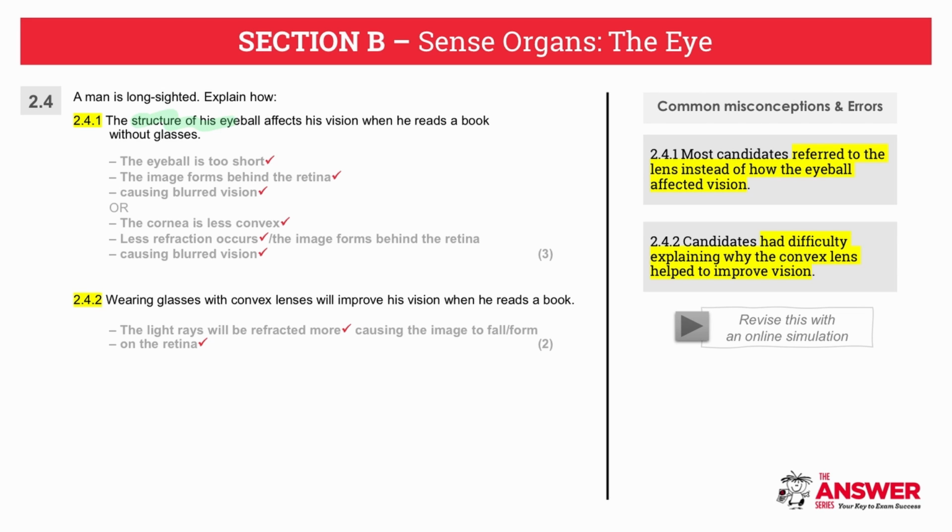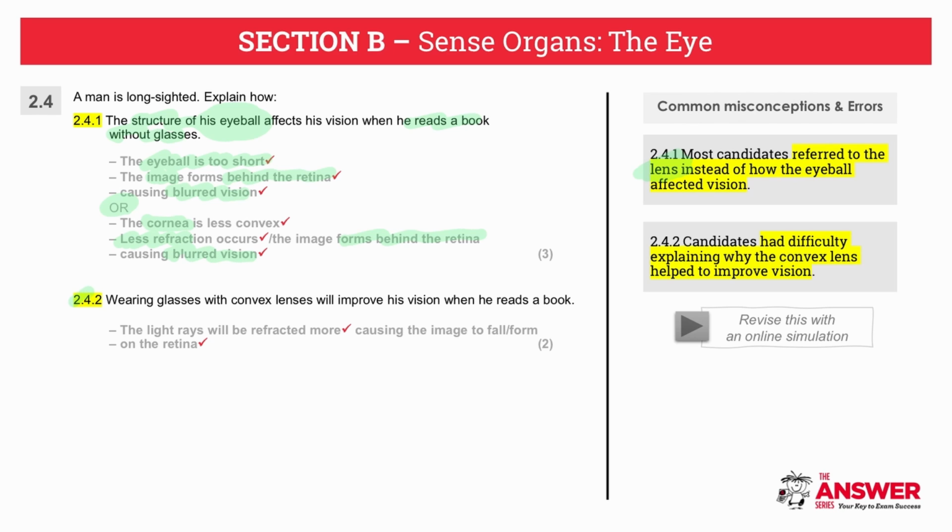So the structure of the eyeball affecting vision when he reads a book without glasses. The eyeball is going to be too short. Images fall behind the retina, creating a blurred vision. Alternatively, learners could have commented on the shape of the cornea, but they should not comment on the shape of the lens, because the question specifically asks about the structure of the eyeball. So the cornea could also have been less convex, which means that there's little refraction occurring, and again the image forms behind the retina, causing blurred vision.